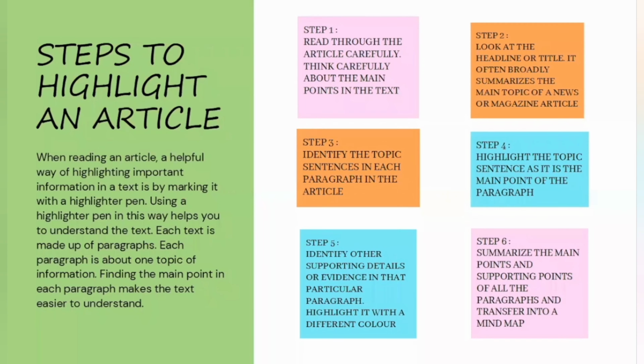So, steps to highlight in an article. First thing you need is a few colorful highlighters to differentiate the points and supporting details from the article. Step 1, read through the article carefully. Think carefully about the main points in the text. Step 2, look at the headline or the title. It often broadly summarizes the main topic of a news or magazine article. Step 3, identify the topic sentences in each paragraph. Step 4, highlight the topic sentence as it is the main point of the paragraph. Step 5, identify other supporting details or evidence in that particular paragraph. Highlight it with a different color. Step 6, summarize the main points and supporting points of all the paragraphs and transfer them into a mind map.